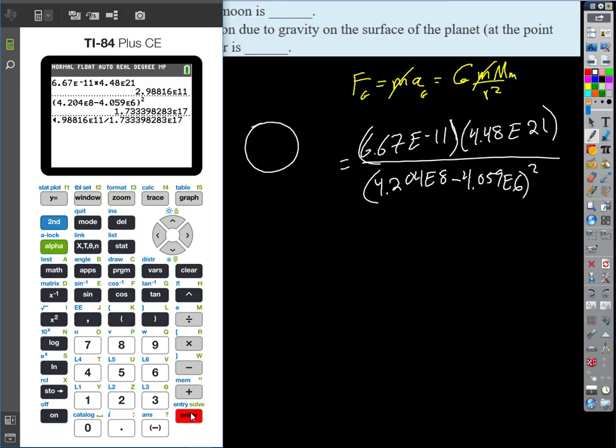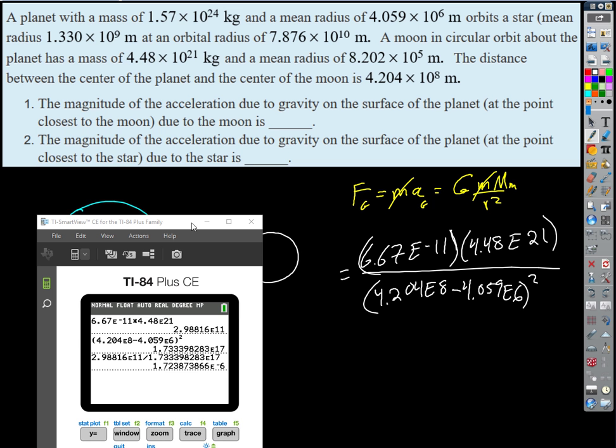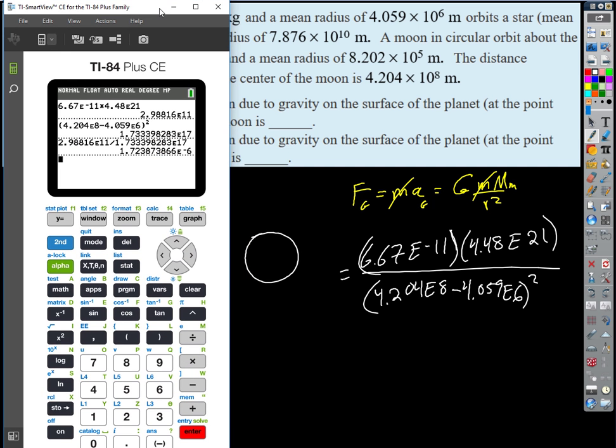Now, how many sig figs are we keeping here? Three. Was it 3? Yeah. Oh, there we go. So if we keep 3 sig figs, the answer to part A should be 1.72 E to the negative 6. And what should the units be? Meters per second squared. Yeah, meters per second squared. Good. Okay? Good.